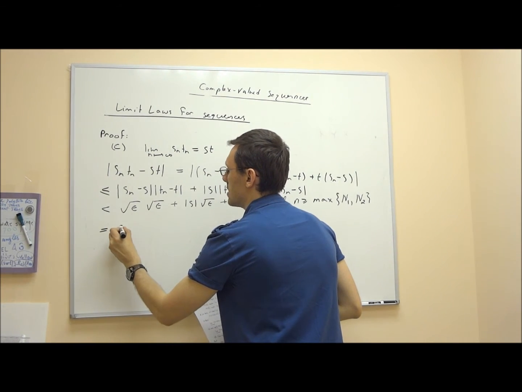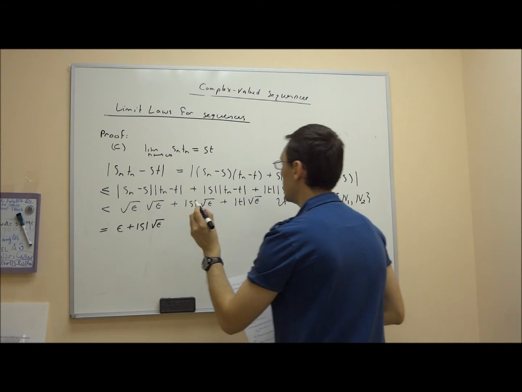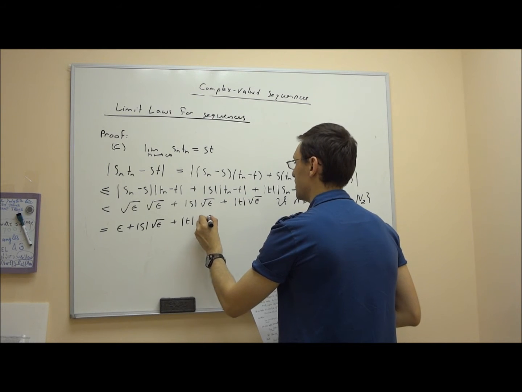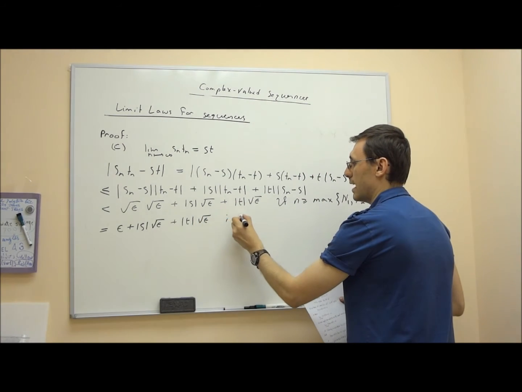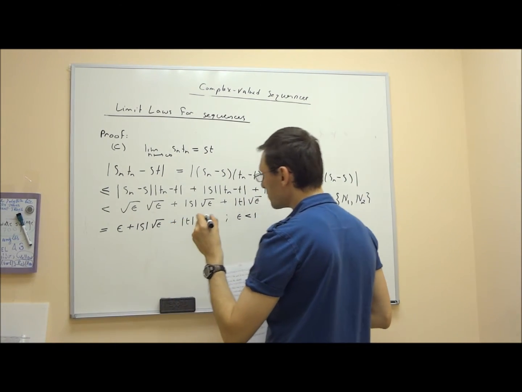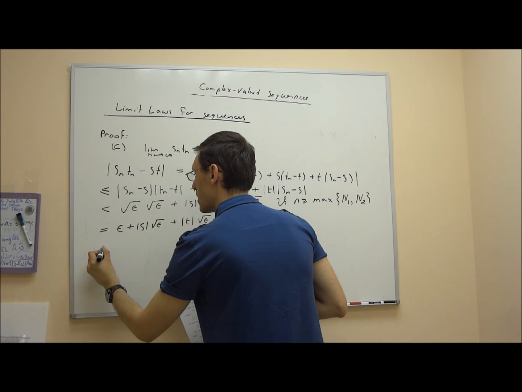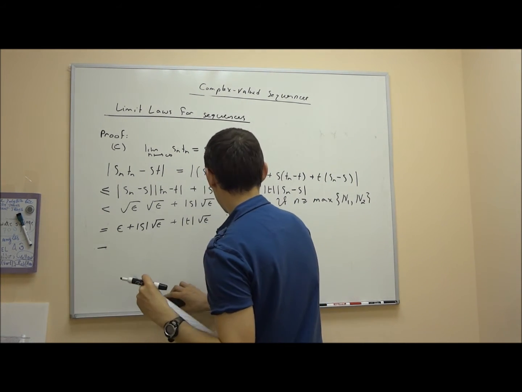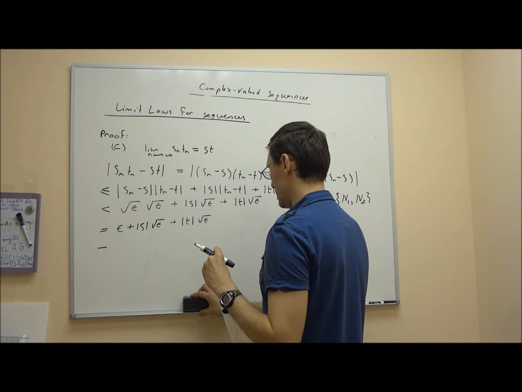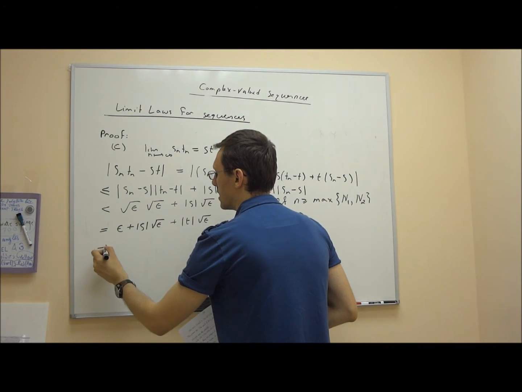Now what's this? This is just epsilon plus the absolute value of S times root epsilon plus the absolute value of T times root epsilon. And we can take epsilon to be smaller than 1, which implies that, well, this is actually I suppose not necessary. So if you look at this quantity, this quantity is arbitrarily small.